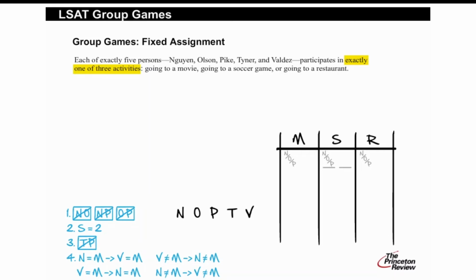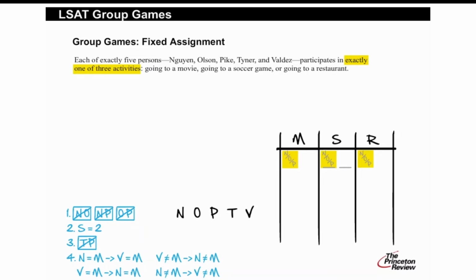Now it's time to do some counting. When a group game doesn't tell you how many elements can go in each slot, be sure to determine the possible distributions before you begin playing the game. This will make questions go much faster. You already know that N, O, and P are divided up with 1 in each activity. That leaves you with 2 elements to play with.